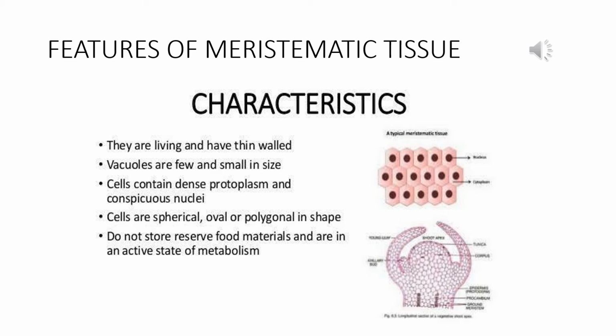Characteristics of meristematic tissues: they are living and have thin walls. There are very few vacuoles and they are very small in size. The cells of the meristematic tissue contain dense protoplasm and conspicuous nuclei. The cells are spherical, oval, or polygonal in shape. They do not store any reserve food materials and are in an active state of metabolism.